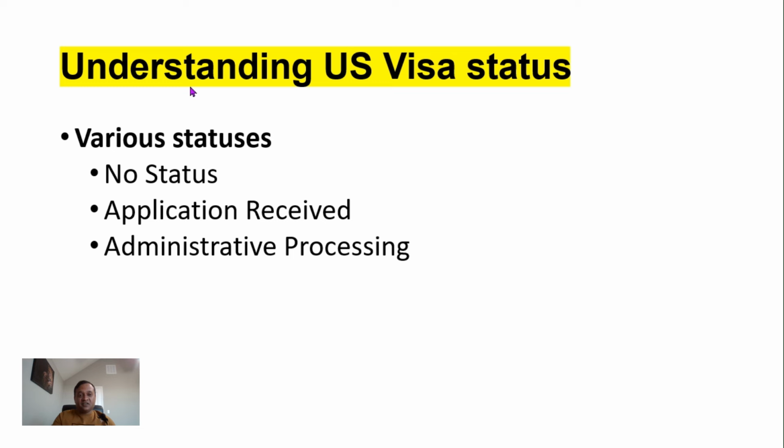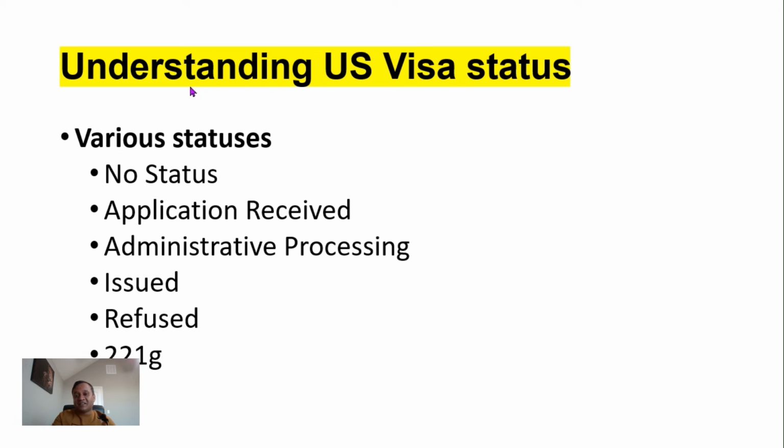Application received. Another status is administrative processing. The next one is issued. Your visa can be refused, or you may get 221G. 221G is not a status for the US visa. It is something different, which we will talk about a little later. But let's talk about each of these statuses now.